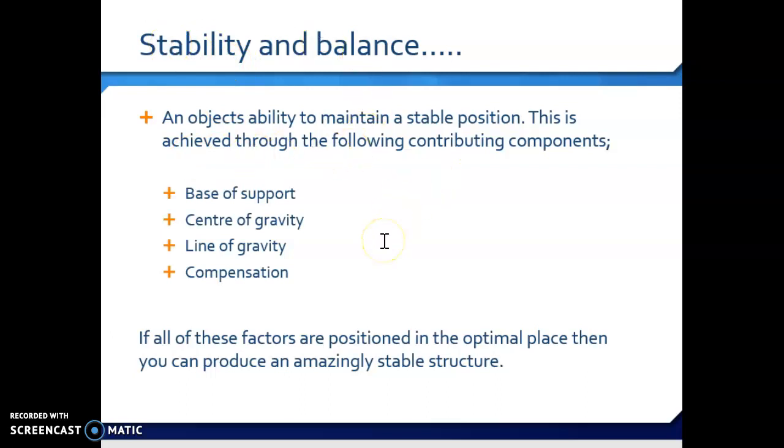Obviously, we're seeing in that photo, and we'll flick to it shortly, which one was the most stable, which individual or which athlete. And to define again, we're looking at the object or the athlete who is in the most stable position. And this is achieved through the following contributing factors: base of support, center of gravity, line of gravity, and any compensation that's occurring.